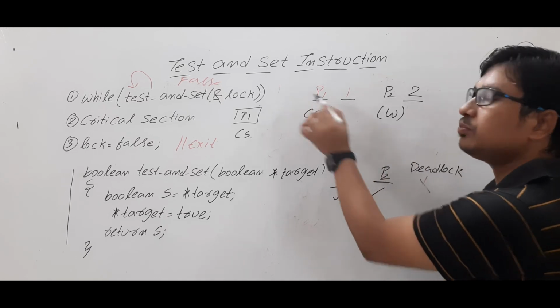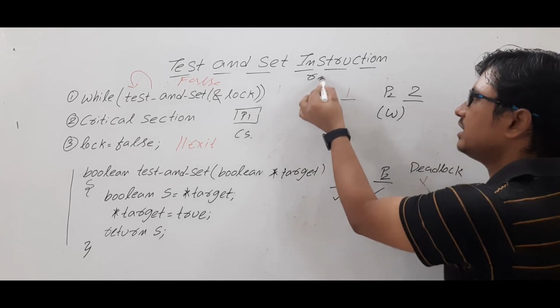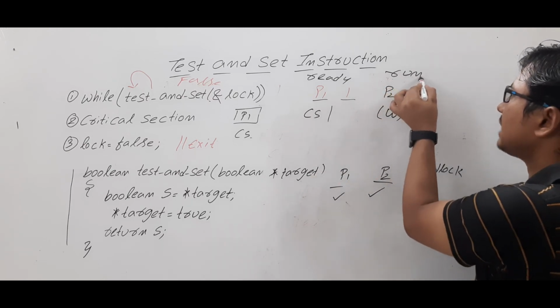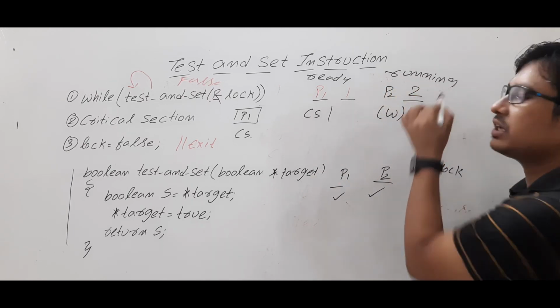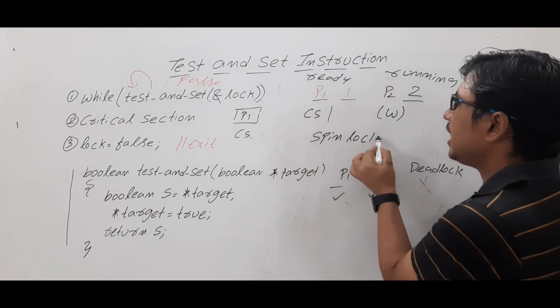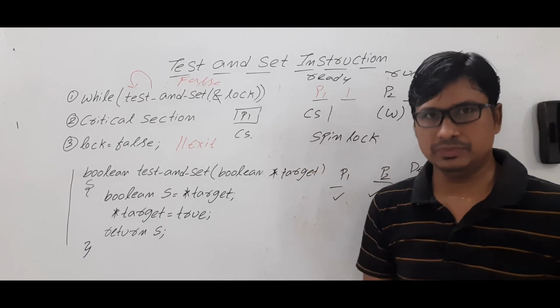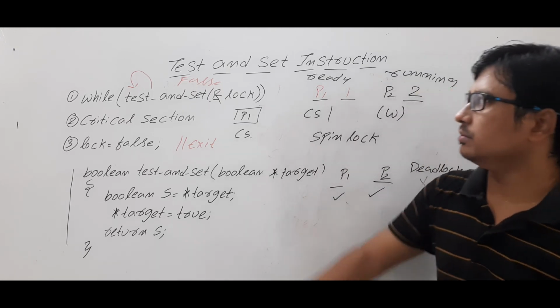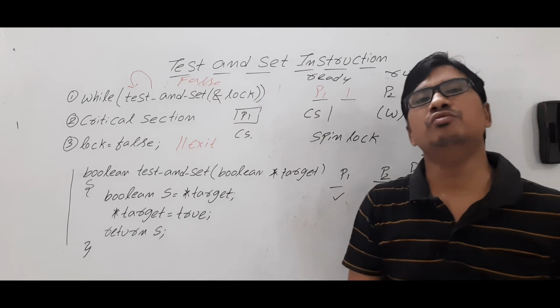But here one process is in the ready state. Process P1 is in the ready state. Process P2 is in the running state. So this is not a deadlock. This is what we call a spin lock. So in the preemptive priority based scheduling mechanism, this test and set instruction will not work.